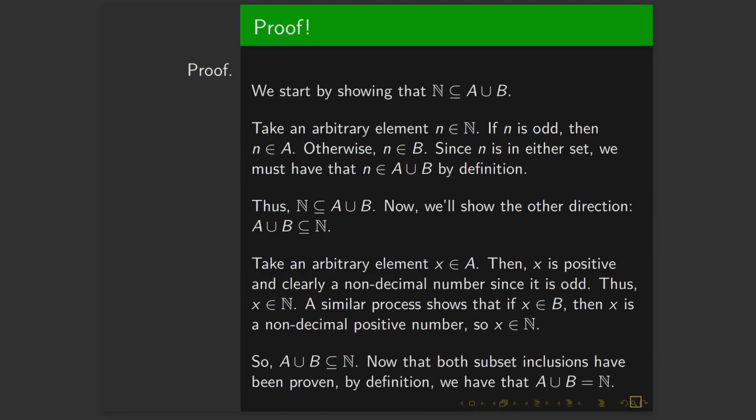Well, take an arbitrary element in A. Since x is positive and clearly a non-decimal number, since it's odd, we must have that x is in n. And similarly, if x is in B, x is also a non-decimal positive number because it's even. So x is in n. So every element in A union B is in n. Thus, A union B is a subset of n. And now that we've proven both subset inclusions, we must have that A union B is equal to n.